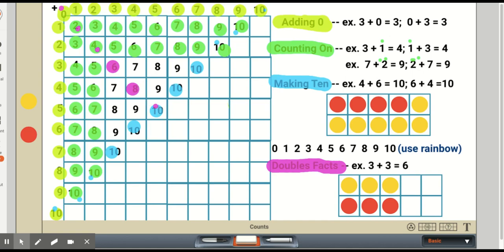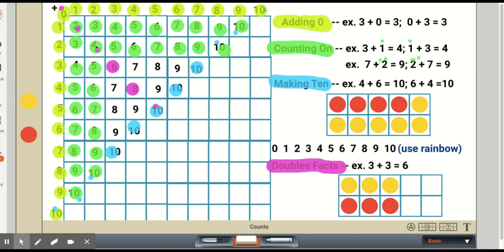And then I have these smaller purple dots on 0, 2, 4, and 10, because once again, there's other strategies that the students may have learned. So a student may think of 5 plus 5, and they know that from their making 10 strategy, or they may know it from their doubles facts.